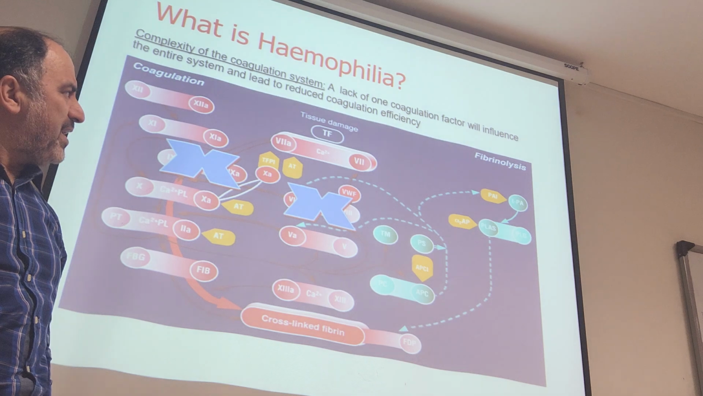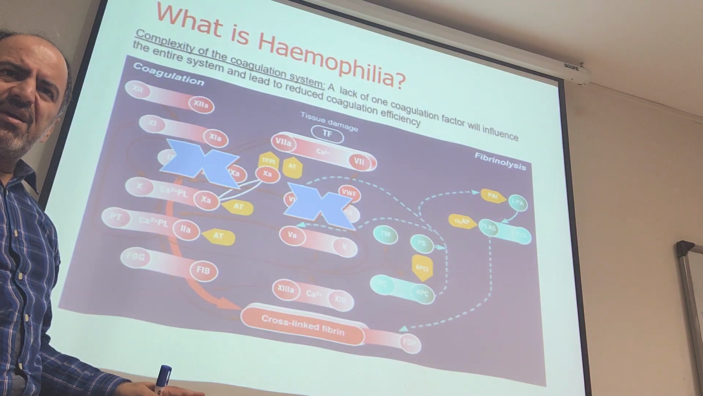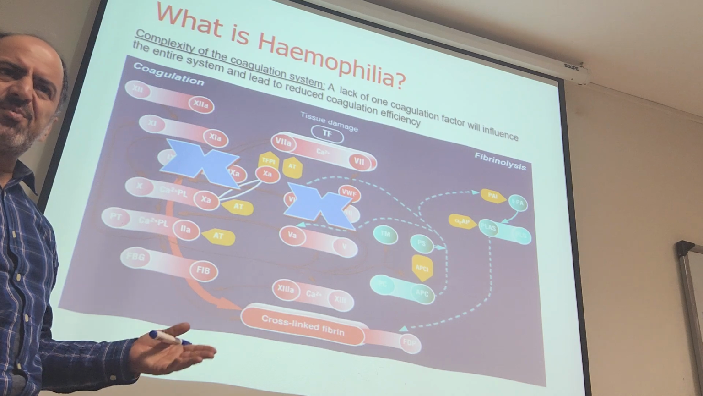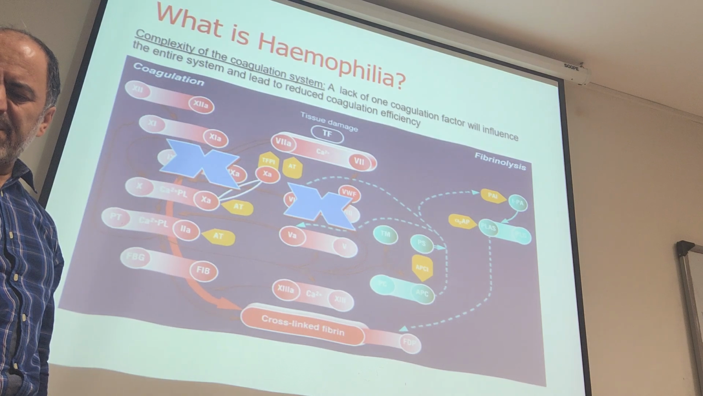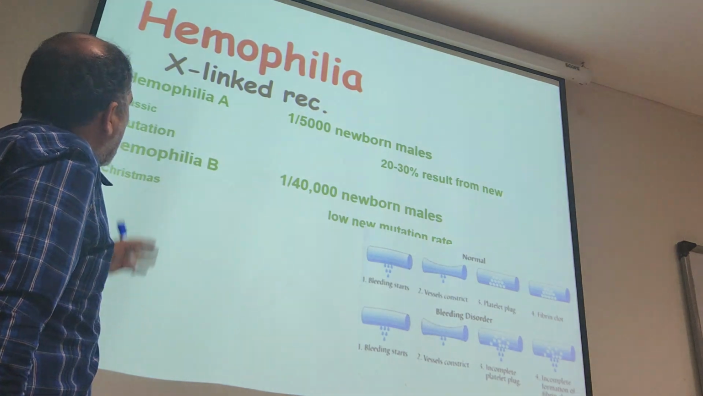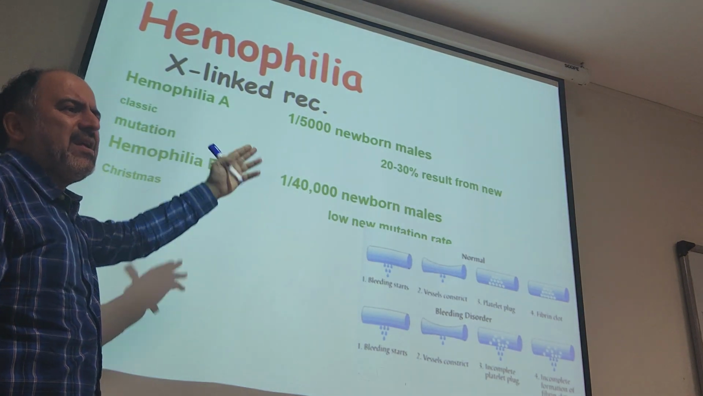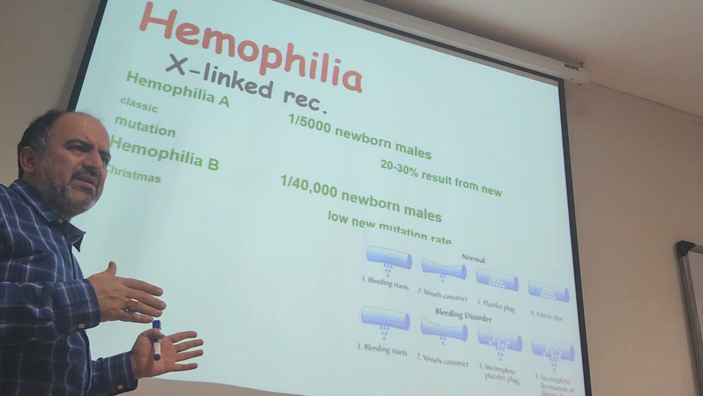Let's go for hemophilia, coagulopathy. Forget about hemoglobinopathy. Pathy means pathology. There is something wrong. Here, the coagulation is the problem. We have two kinds of hemophilia. It is X recessive, meaning in the pedigree only the boys are affected.